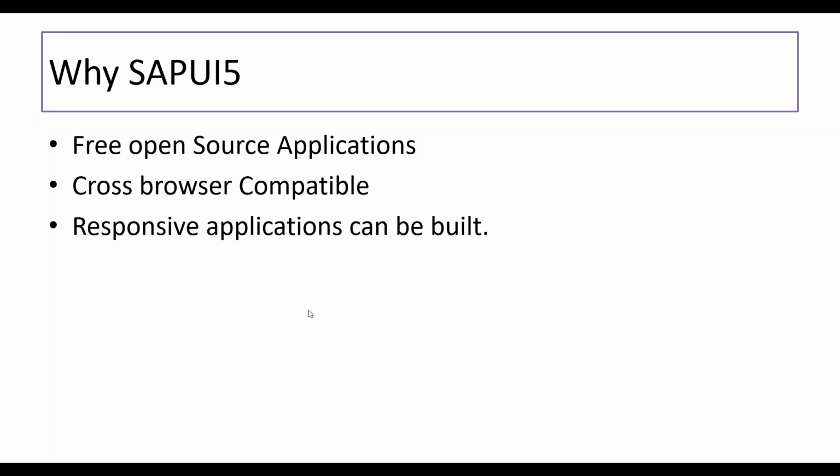Responsive applications can be built, as we have seen just before. How exactly, that is what we will be learning in our regular sessions: how the coding is processed in such a way that it is cross browser compatible. Responsive applications can be built, means you can build one application and run it on a mobile, and it looks different. You run it somewhere else, it looks different.